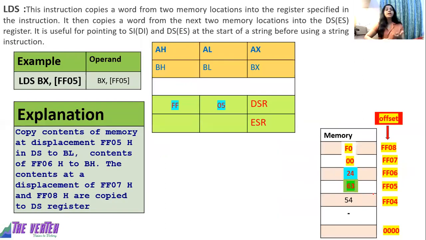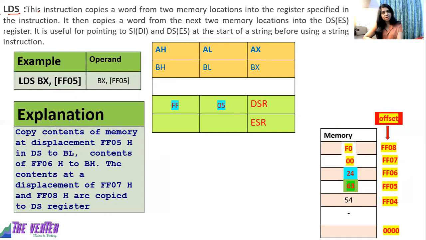Now let's go to the next instruction. The next instruction is LDS, that is load DS register. That means data segment register. What is data segment register? Data segment register holds the bottom value, the base value of the data segment or memory. For more clarity, before this video, you should watch the video on memory segmentation to understand properly.